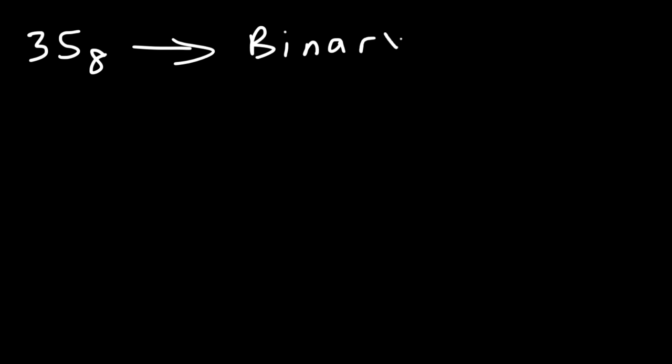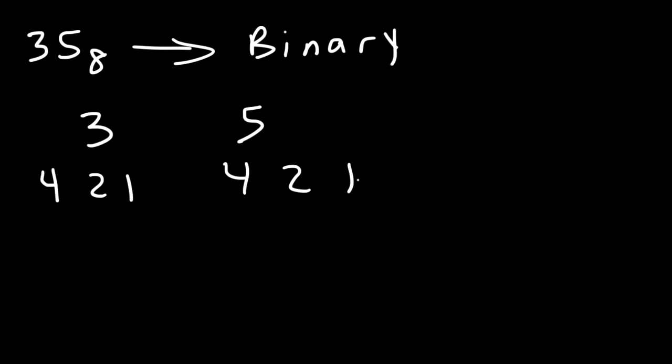Now let's try another problem. So let's convert 35 from the octal system to a number in the binary system. If you want to pause the video, feel free to do so and try this problem. So let's begin by separating the 3 and the 5. And let's write the numbers 4, 2, 1 for each.